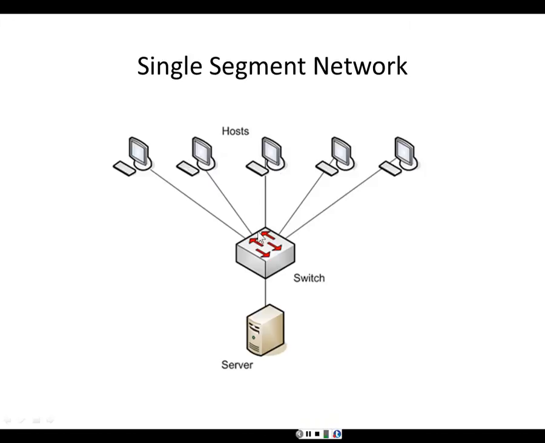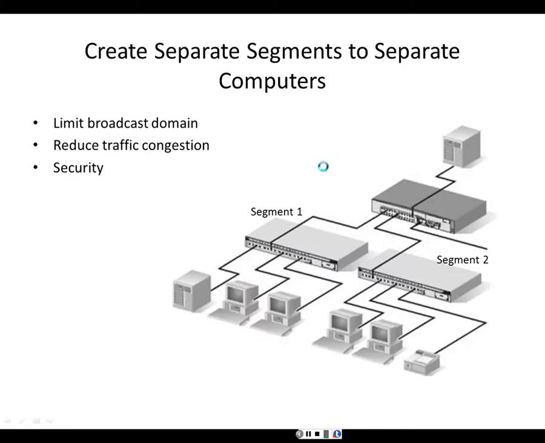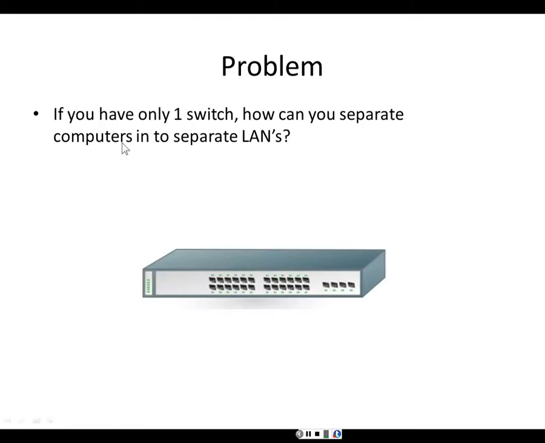What I could do is purchase an additional switch, put half of the computers on one switch and half of the computers on the other switch. And the reason I would create separate segments to separate computers is to limit the broadcast domain, to reduce traffic congestion, and for security. But the problem is, if we have only one physical switch, how can we separate the computers into separate local area networks?